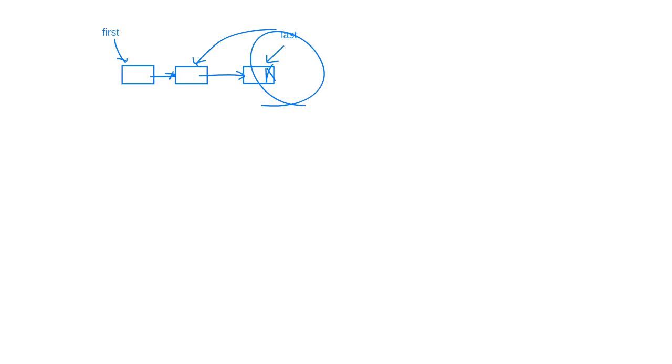So I'm going to start from the first, and then I keep going until I notice that whatever node I have, the next is actually equal to the last. And so then I know this is the one that I was looking for. And then I have to switch the address to that one.